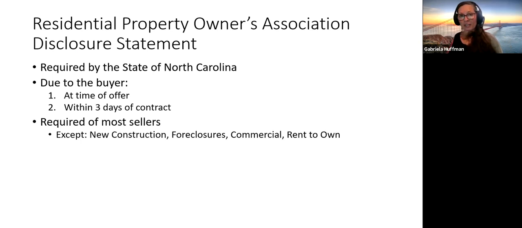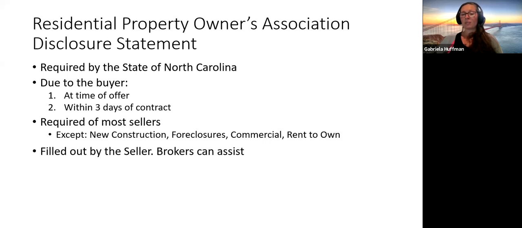So do all sellers have to fill this out? No. Most sellers, yes, because there are some exceptions, or in other words, types of sellers that do not have to fill this out, such as new construction, foreclosures, commercials, and rent to own. Those types of transactions or sellers are not required to do the Residential Property Owners Association disclosure statement.